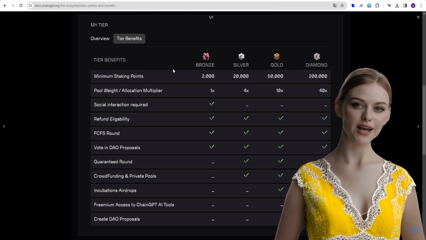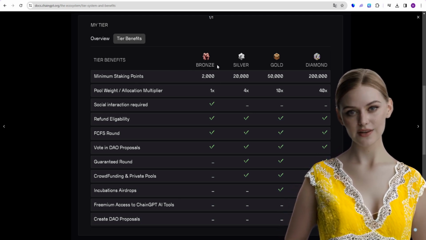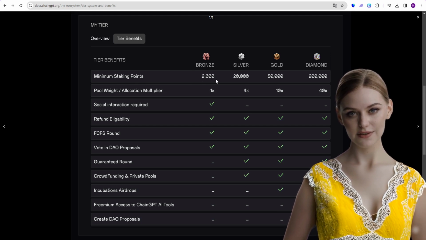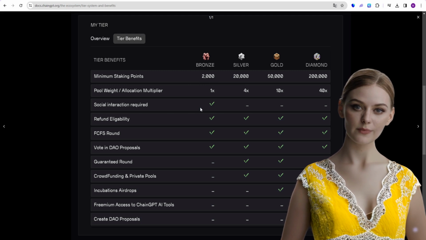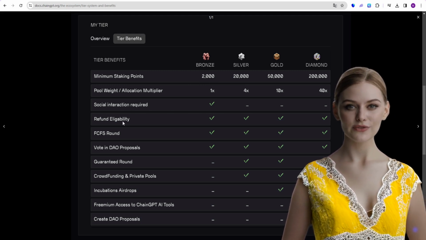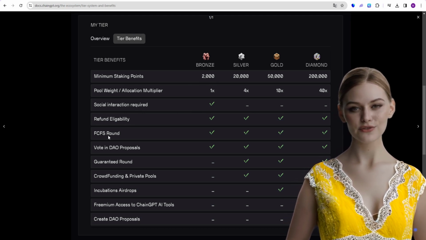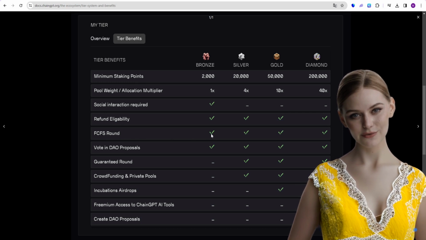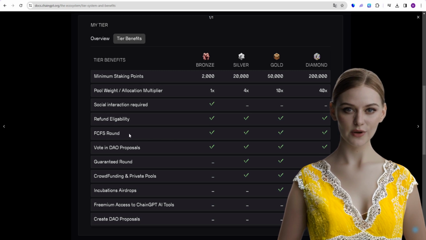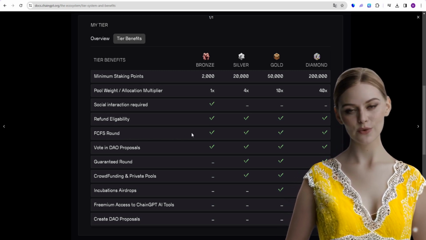To participate in IDOs through the ChainGPT Pad system, you need a minimum of 2,000 tokens, which will put you in the bronze tier. In the bronze tier, there are social media tasks. Moreover, if you win the IDO and don't like the price, you can get a refund. Apart from that, at the bronze level, you also have the chance to participate in the FCFS round. FCFS is an additional round after the IDO where the first participants win. However, the bronze level doesn't guarantee your purchase.